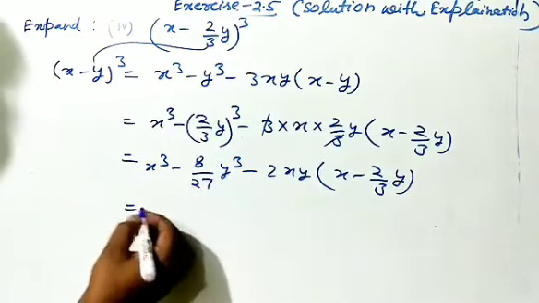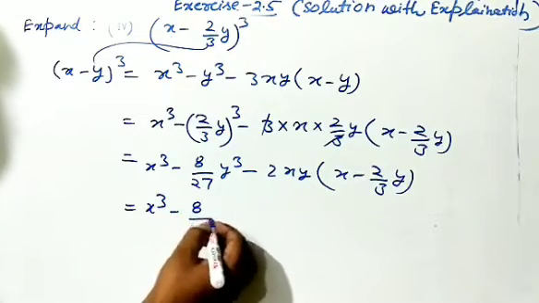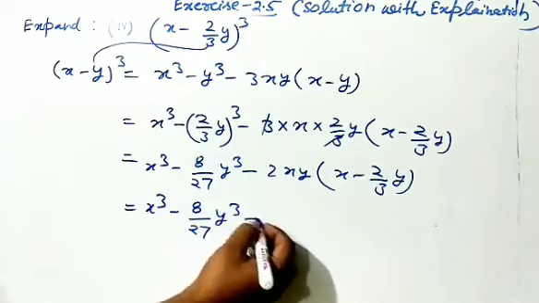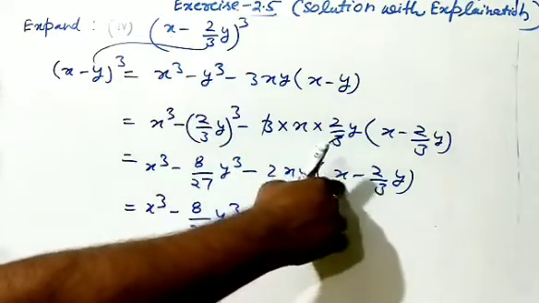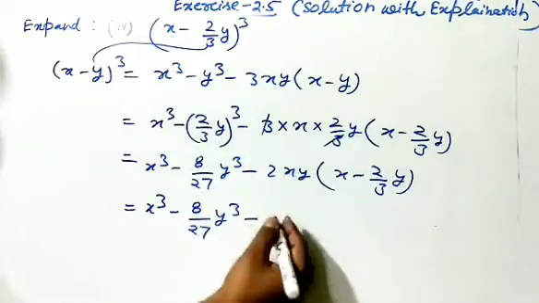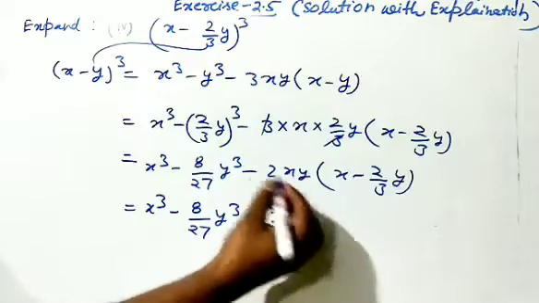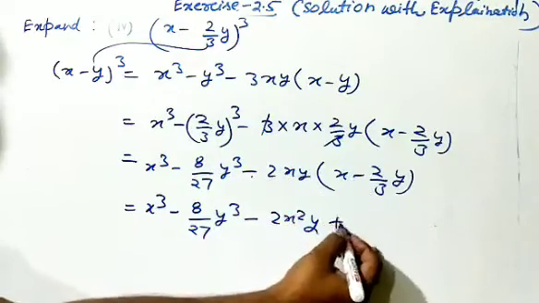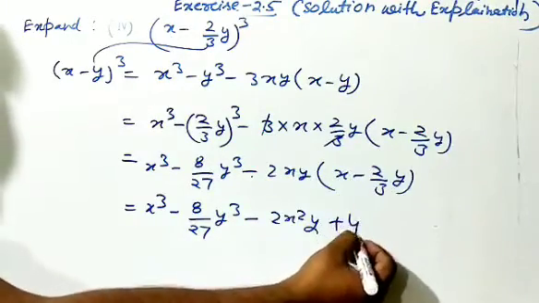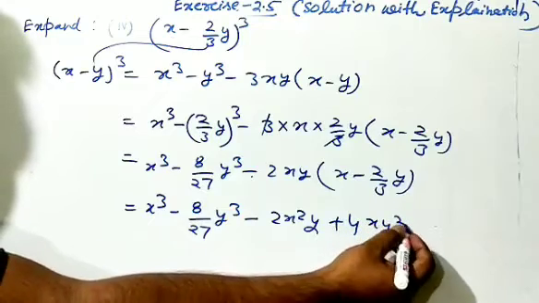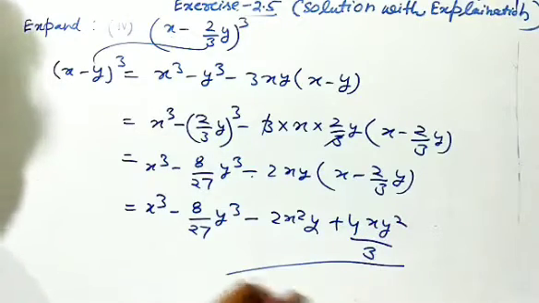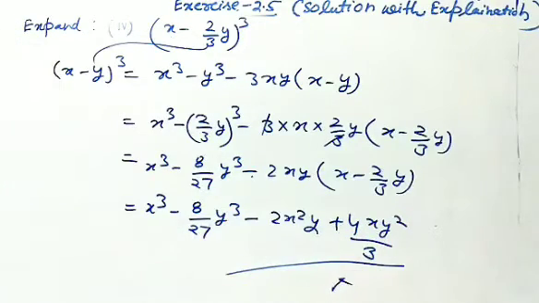Now open the bracket: x cube minus 8/(27y cube) minus 2x y multiplied by x, x multiplied by x will be x square, so 2x square y, minus multiplied by minus plus, 2 multiplied by 2, 4xy square upon 3. This will be the answer. Okay, come to the next question.